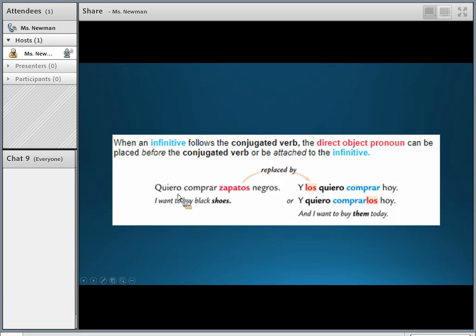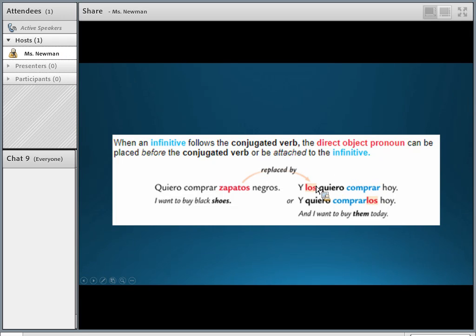Okay, so let's look at the sentence. Quiero comprar zapatos negros. So now we're going to replace, here's our direct object noun, and we're going to make that into a pronoun. It's plural and it's masculine, so it becomes los over here. Let's read this again. When an infinitive follows the conjugated verb, the direct object pronoun can be placed before the conjugated verb, or it can be attached to the infinitive. So it can go two places.